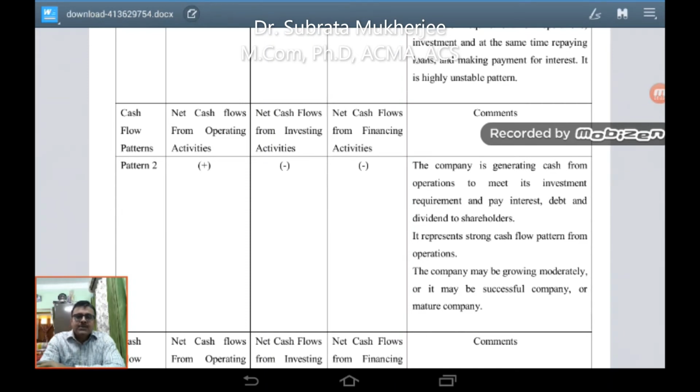So the company is generating cash from operations to meet its investment requirement and pay interest, debt and dividend to shareholders. It represents a strong cash flow pattern from operations. The company may be growing moderately, or it may be a successful company or a mature company.